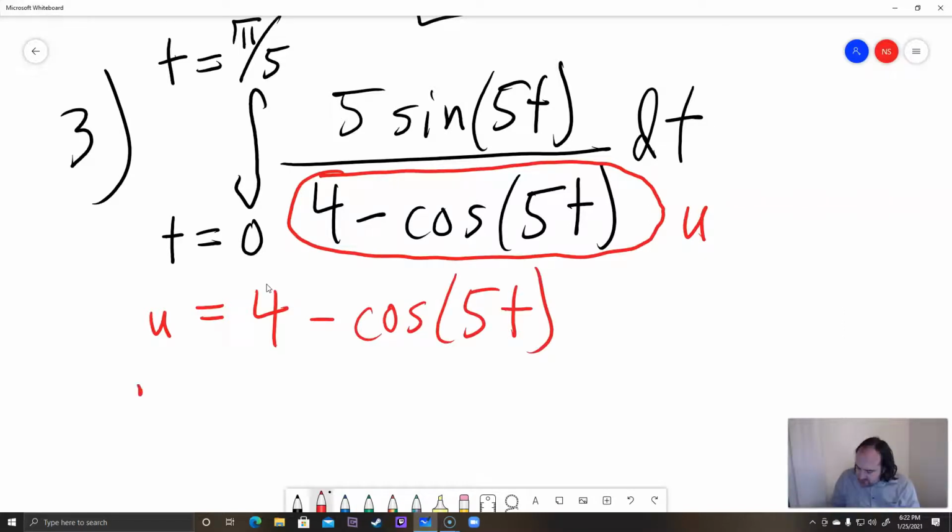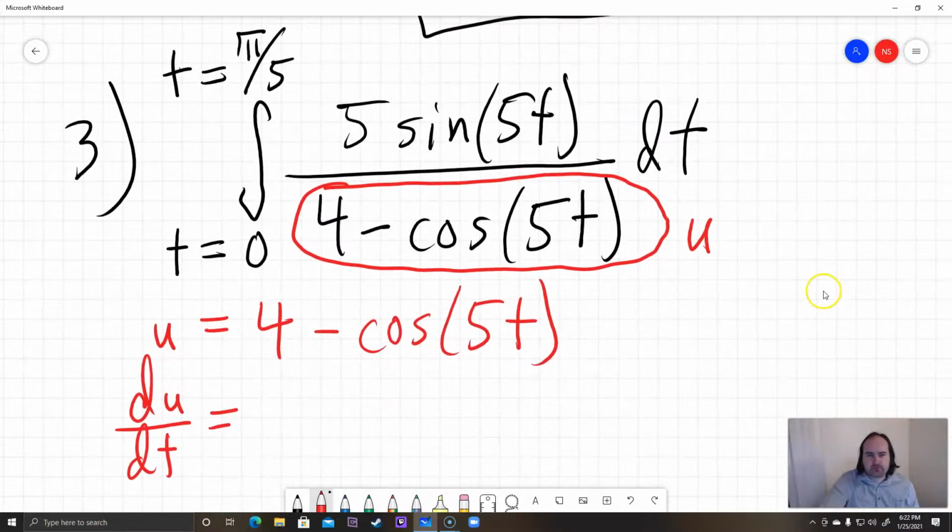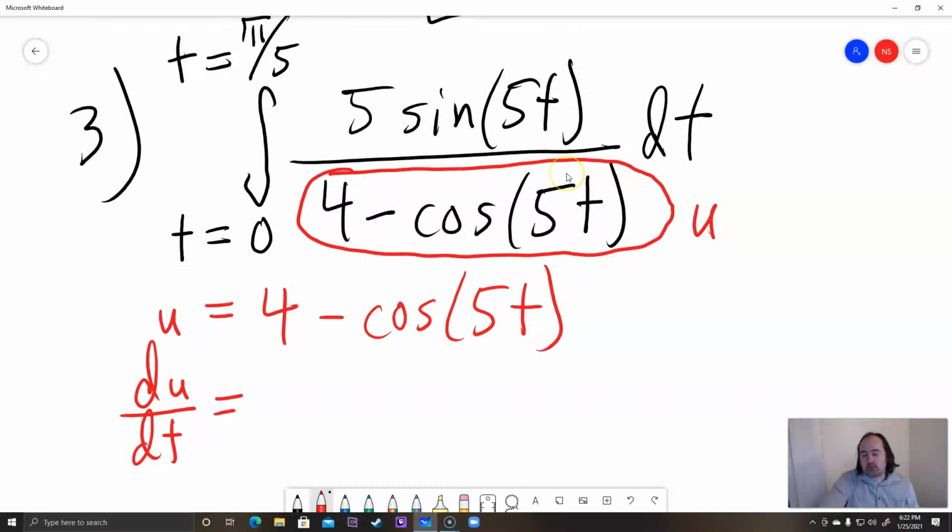Okay, and then du dt. Why is it du dt this time? Well, on the last problem, our independent variable was actually y, so we did du dy. But for this one, our independent variable, the variable that the integral is in terms of, is t. So this time the derivative is going to be du dt. Okay, so we have du dt equals, well, the derivative of a constant is 0, so this goes to 0. And then what's the derivative of negative cosine of 5t?